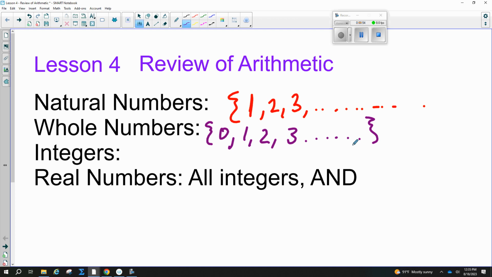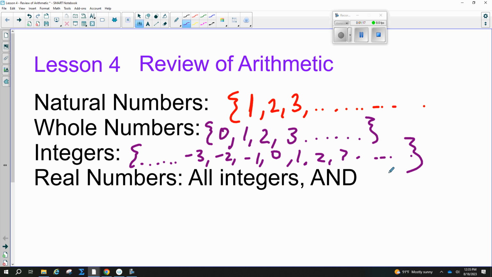All right. Now we have integers. Anybody know what integers are? Yes. Yep, all the negatives and the positives. So forever down, and then I'll be like -3, -2, -1, 0, 1, 2, 3, forever up. There's just no fractions. All of these here, none of them have fractions or decimals.